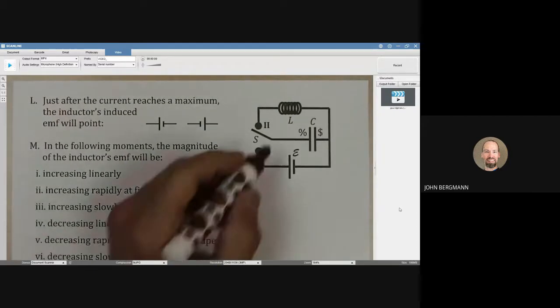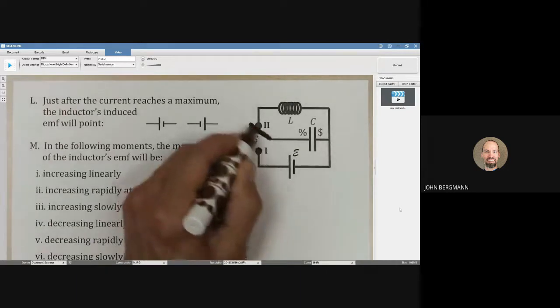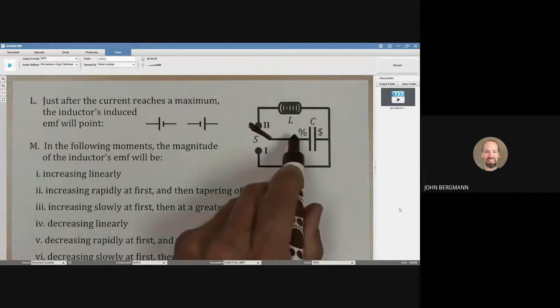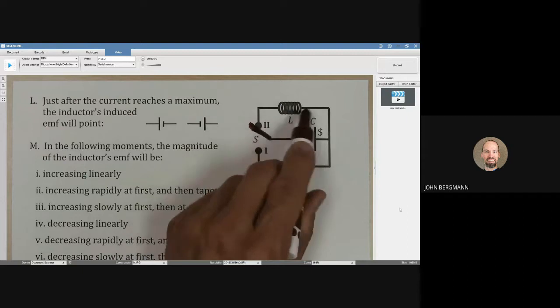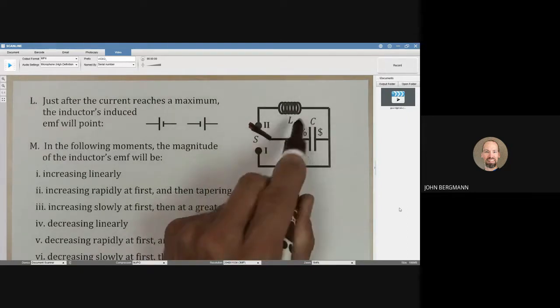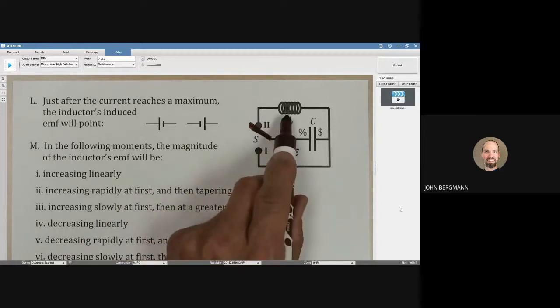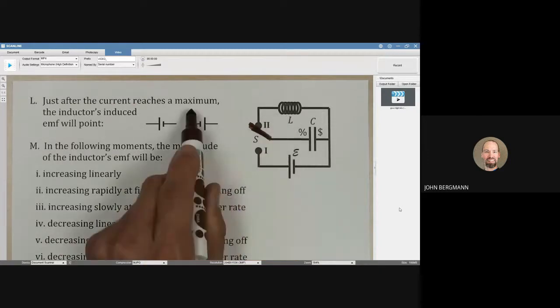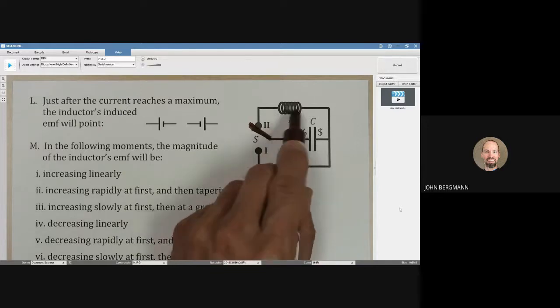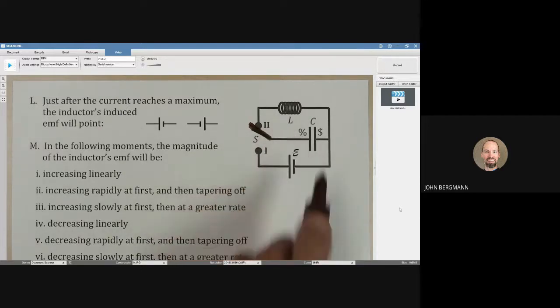Once again, we are at a point where we have flipped the switch to number 2 here, just after the current reaches a maximum. So we have current now that has been building in the clockwise direction around this top part of the loop. It will reach a maximum. And right after that maximum, the capacitor is going to be unable to push more current. And so now that current is going to try and drop off.